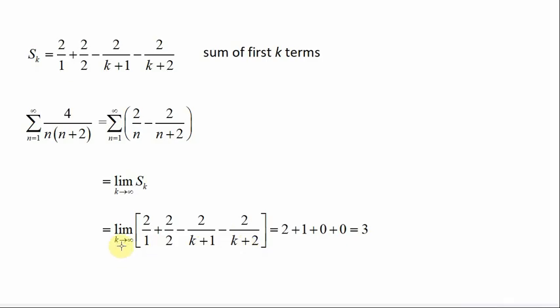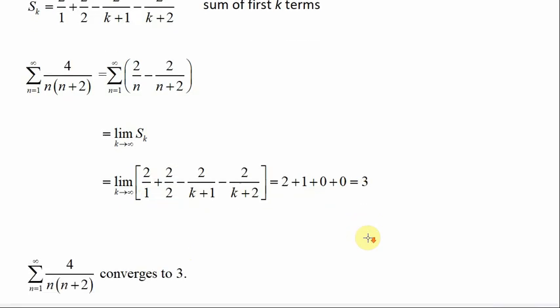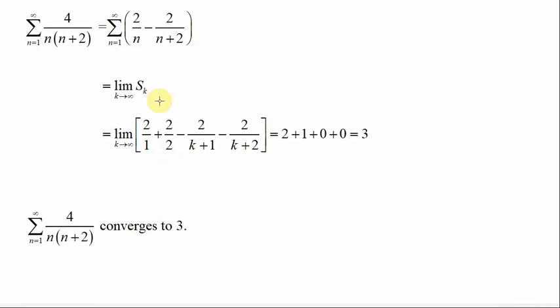As k approaches infinity, this term approaches 0, and this term approaches 0. So we get 2 over 1 plus 2 over 2 minus 0 minus 0, which is 3. And so we say that the series with 4 over n times n plus 2 converges to 3. And that's the end of the video.